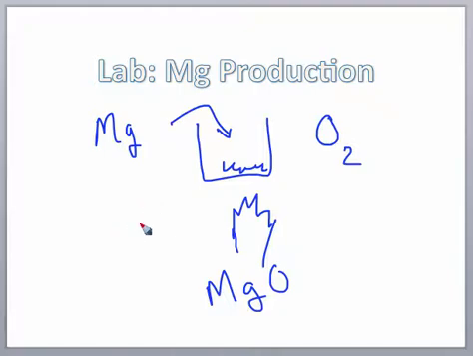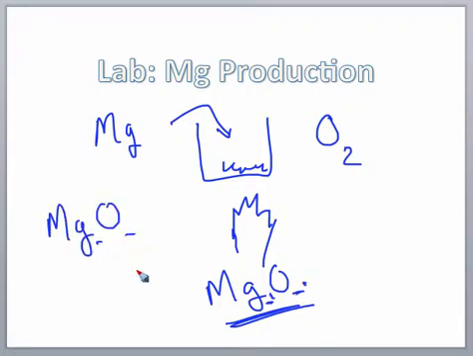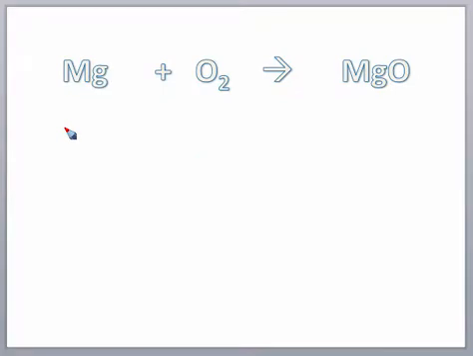magnesium oxide. So what we want to do in this lab is show that the ratio of magnesium to oxygen in the compound magnesium oxide is a 1-to-1 ratio. Because remember, when we write a formula and there are no subscripts written, it's implied that those are ones. So what we're going to do is find moles of magnesium, moles of oxygen, and try to show that it's a 1-to-1 ratio.